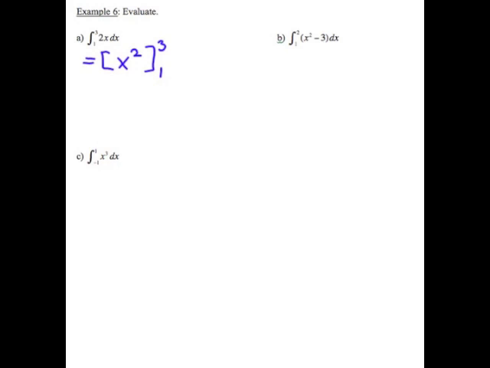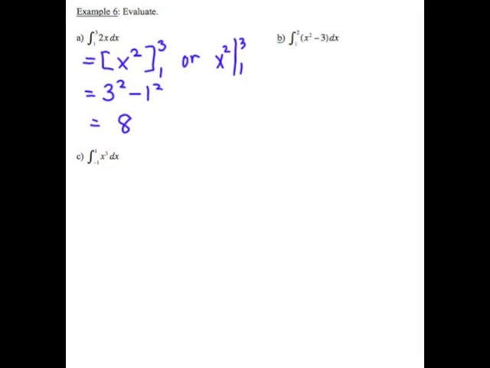The other way that you might see that written is just with this straight line after the x squared and the 1 and the 3 in the same fashion there. In any case, when we sub in a 3 squared and a 1 squared, we get 9 minus 1, which is 8 units.